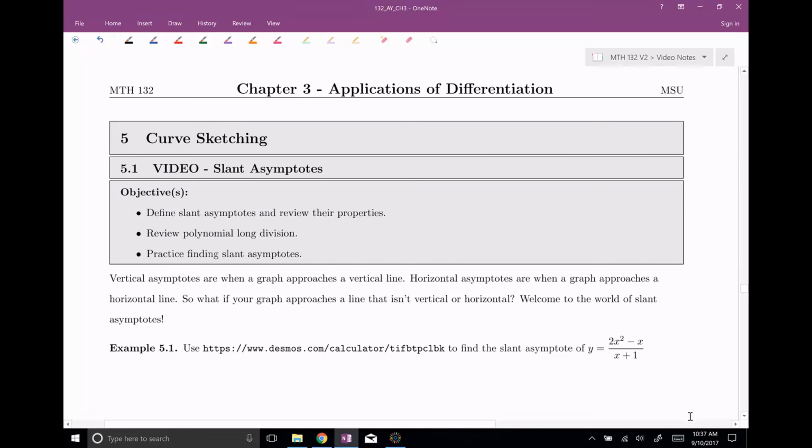Welcome everyone to section number 5. This is going to be about curve sketching. But before I get into curve sketching, I got to tell you about one more type of asymptote. And that's going to be these slant asymptotes.